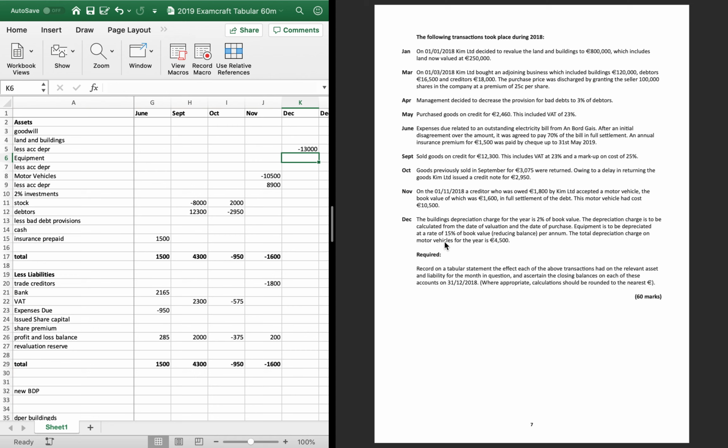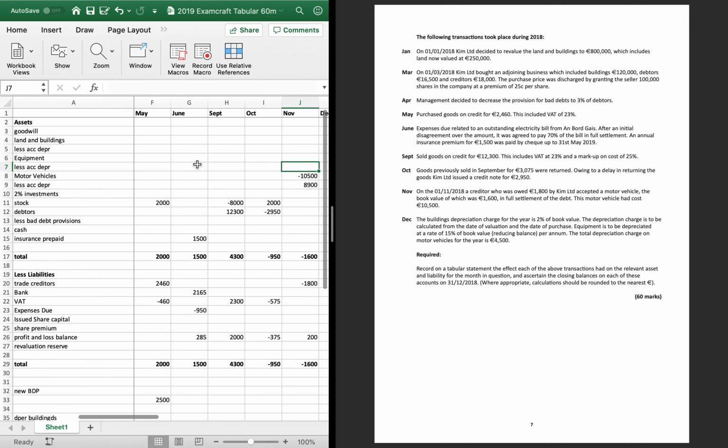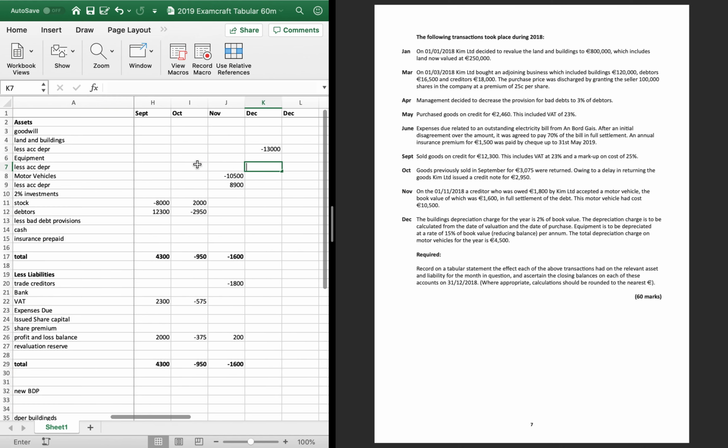On depreciation, the equipment is to be depreciated at a rate of 15% of book value, reducing balance per annum. So that's asking you, when it's reducing balance, do you know to take away the depreciation? So in this case, it's 15% of 120 minus 35. So 120,000 minus the depreciation of 35,000 is 85,000, and 15% of that is 12,750. Again, remember, they're all minuses because depreciation is a minus.